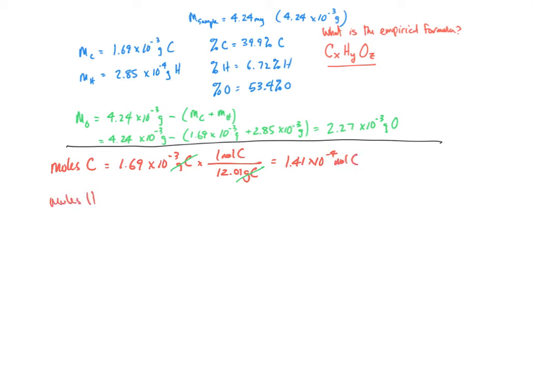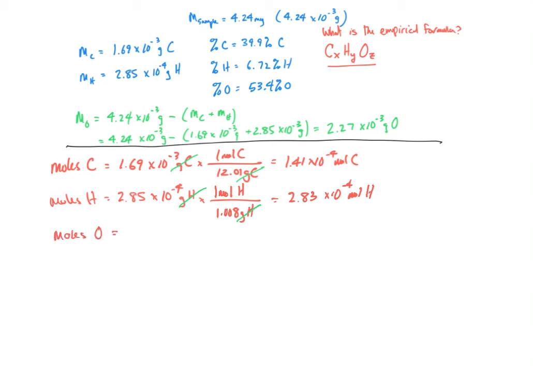Likewise, moles hydrogen is going to equal 2.85 times 10 to the minus 4 grams hydrogen times 1 mole of hydrogen for every 1.008 grams of hydrogen. That's going to cancel, and that is going to give me 2.83 times 10 to the minus 4 moles of hydrogen. And now I'm going to use this mass of oxygen that I found to find the moles of oxygen.